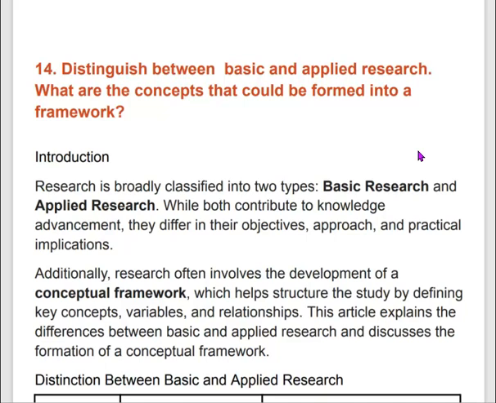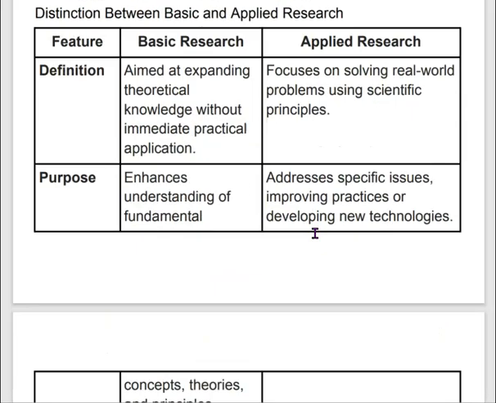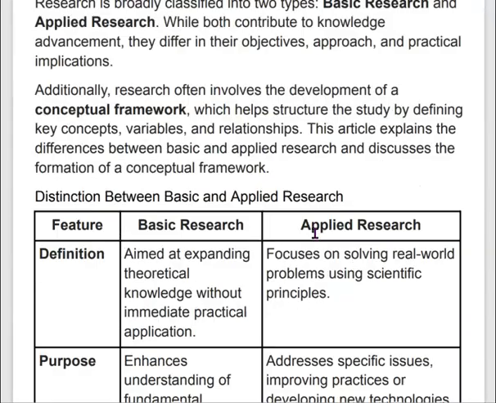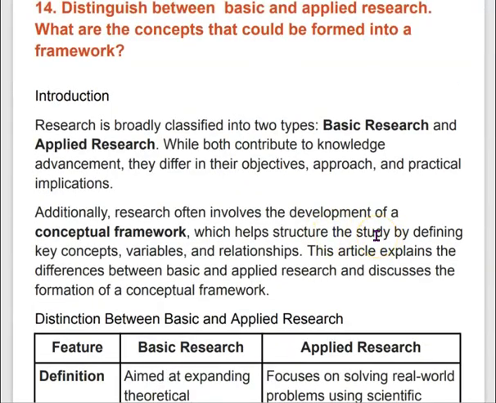One is basic research, one is applied research, and what is the conceptual framework. Basically they are different. Basic and applied are different. There are a lot of side headings which are different, but their objective itself is different.